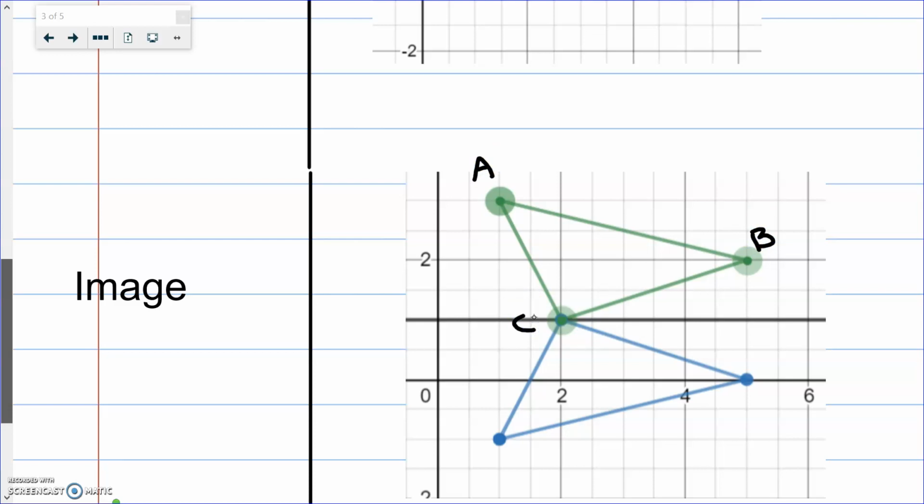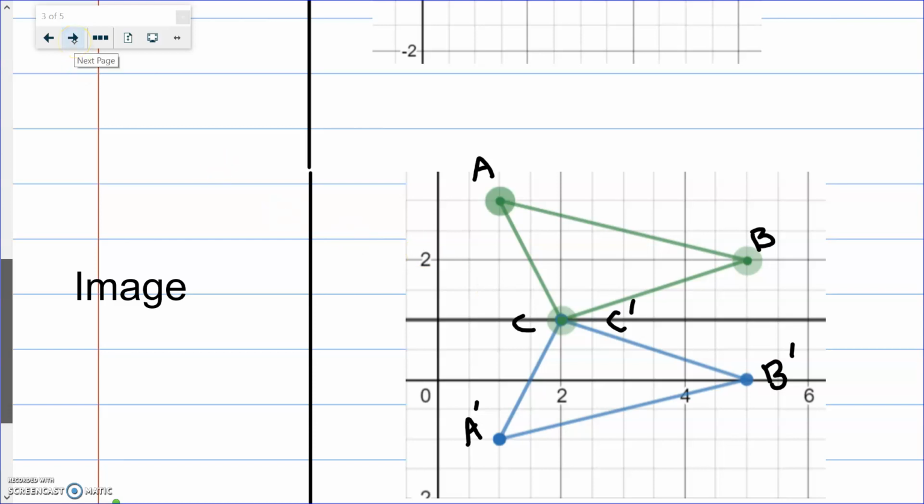So let's start with A. A is 2 units away from our line of reflection, so we go 2 units away, and there's A prime. B is 1 unit away, so we go 1 unit the opposite direction to get B prime. And notice C is on the line, so C is actually not moving, and that's C prime as well. Not a big deal. Now we have our pre-image, and our blue graph is our image.